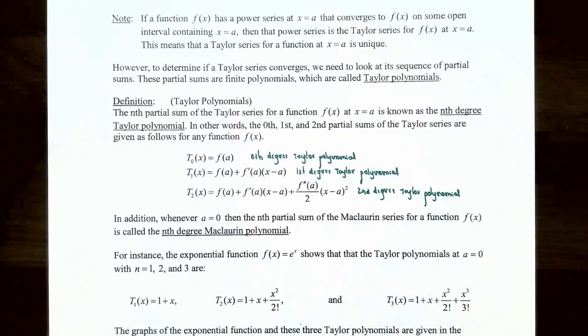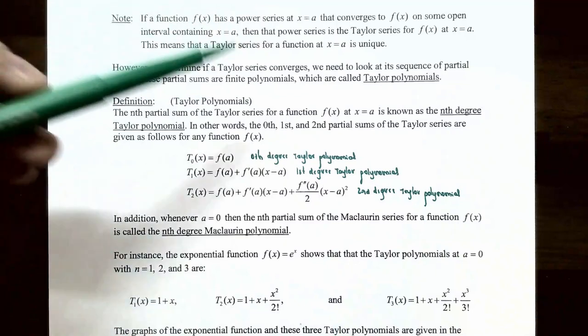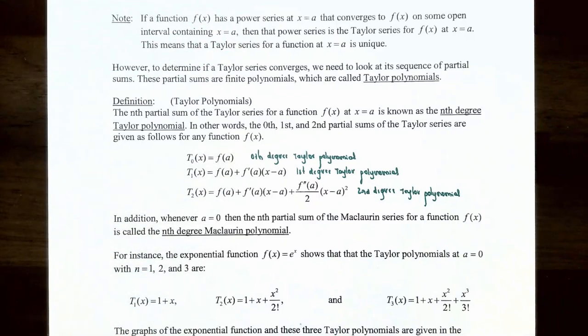So keep in mind, whenever we find Taylor series or Maclaurin series, if a function f of x has a power series at x equals a, then it actually converges to the function f of x on some open interval containing the value x equals a. Then that power series is called the Taylor series for the function f of x at x equals a. This means that the Taylor series for a function at x equals a is unique. There's only going to be one Taylor series for a function f of x, as long as that Taylor series converges to that function f of x.